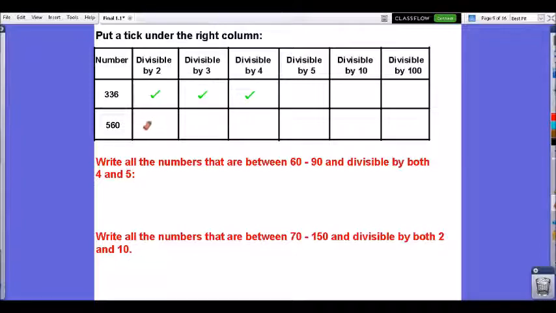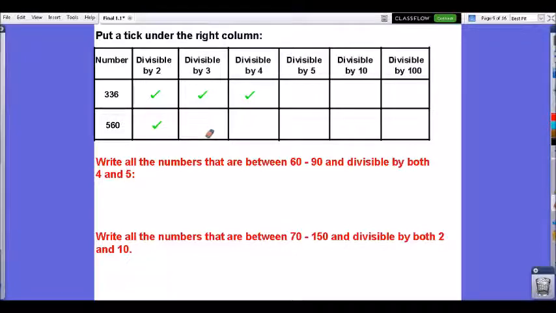If it's an even number, yes, it is. So yes, it is divisible by 2. All right, what about 3? You need to add them up. 5 plus 6 is 11, plus 0 is 11. 11 is not in the 3 times table. It's not a multiple of 3. So sorry, it is not divisible by 3. I'm not going to put anything over here.